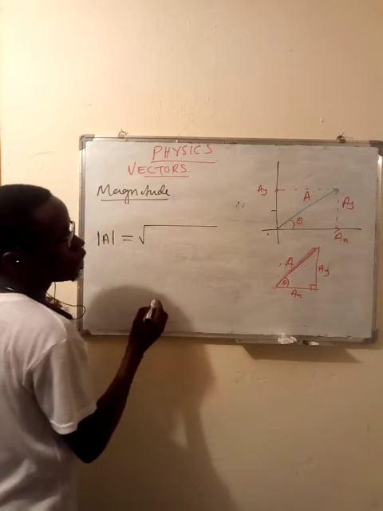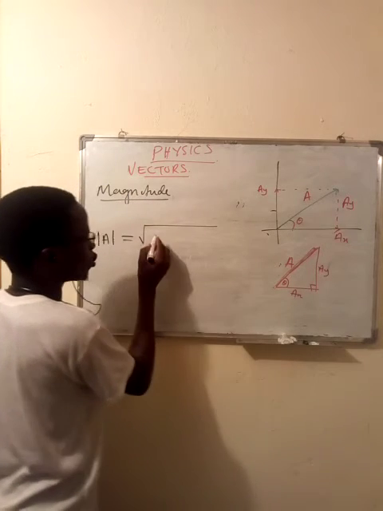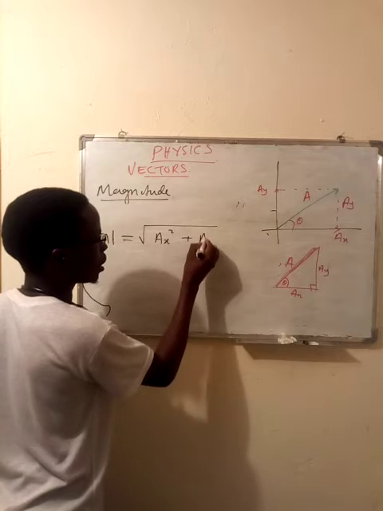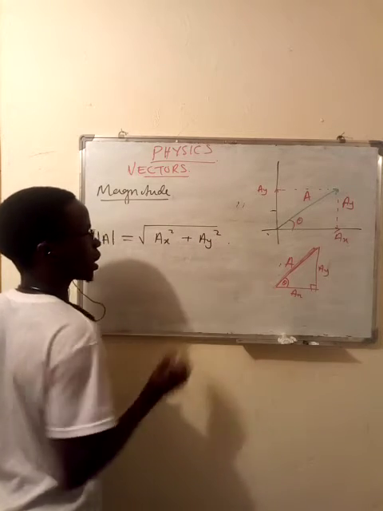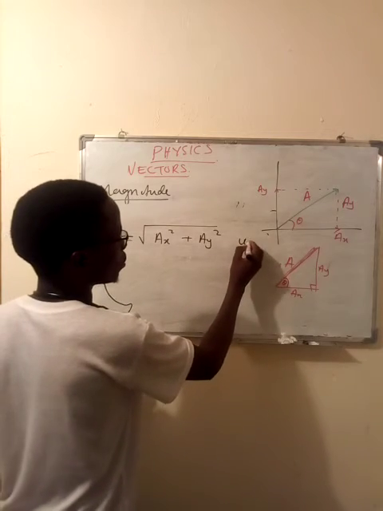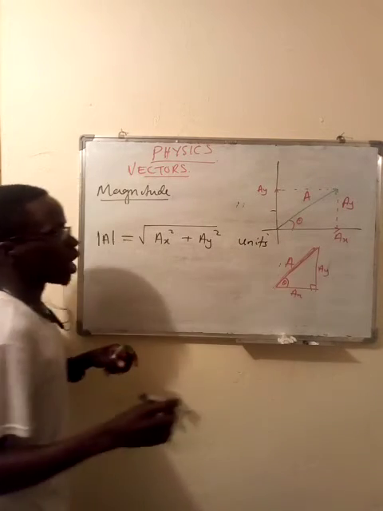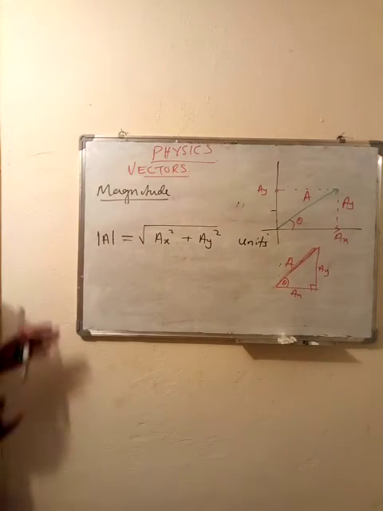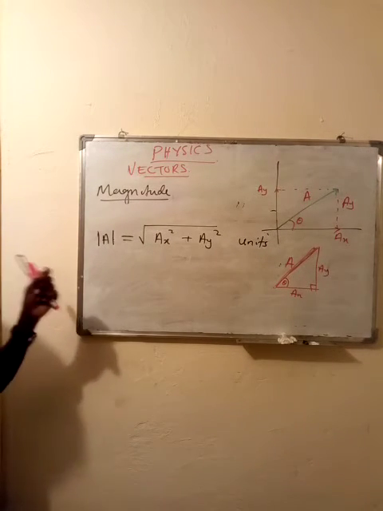Now of course this is in units, whatever units. Why are we putting the word units? Because in this case, we're just using it in general, meaning that if it is force, then the units are going to be newtons. If it is displacement, then the units are going to be meters. Okay, and so on and so forth.